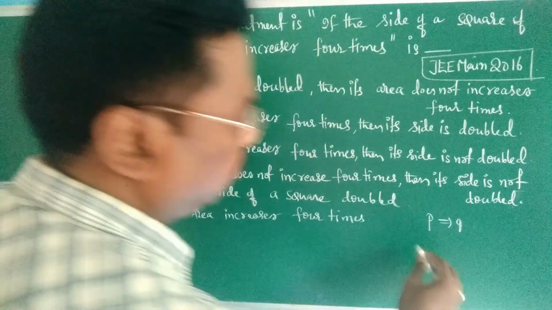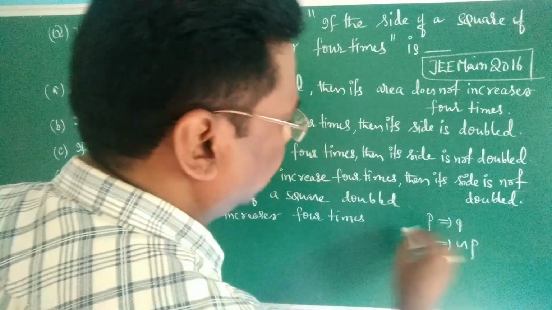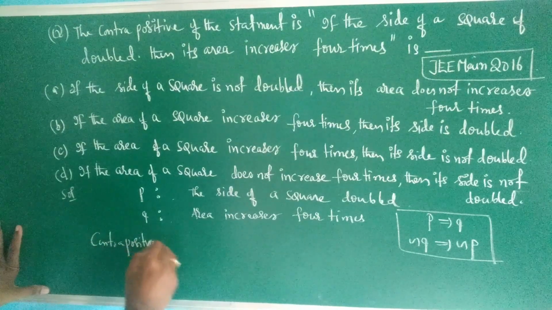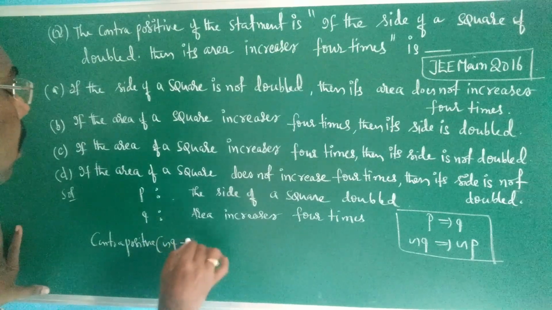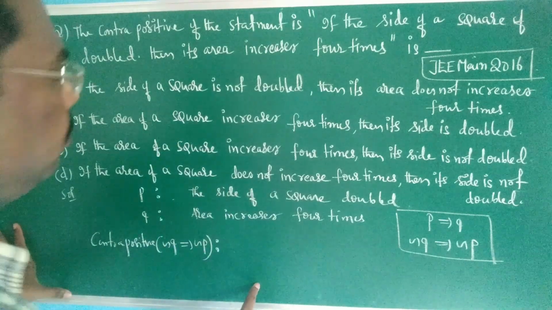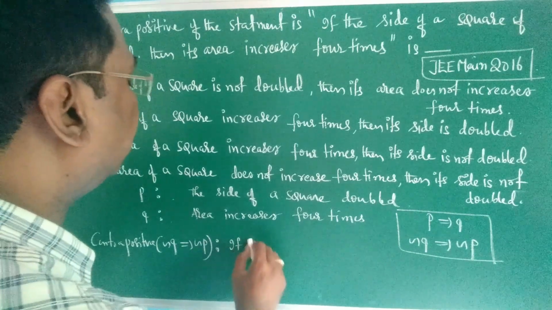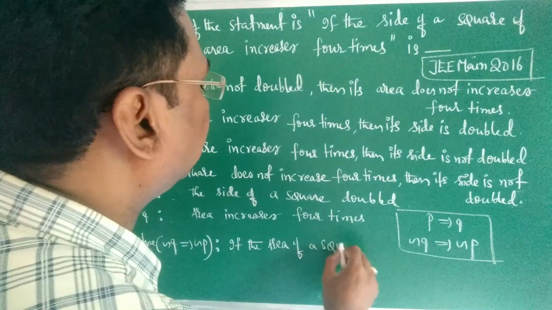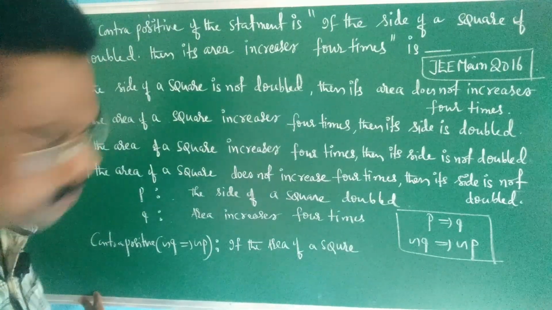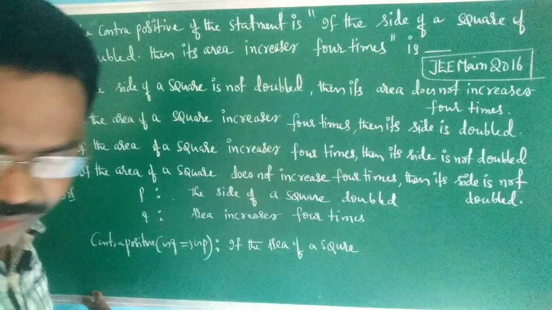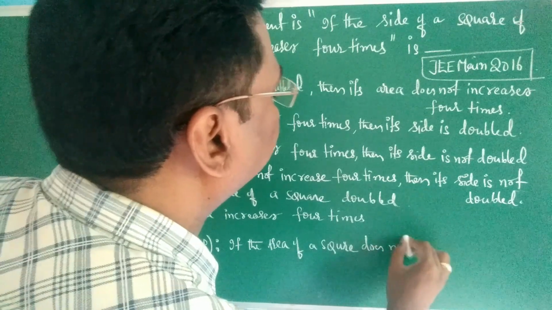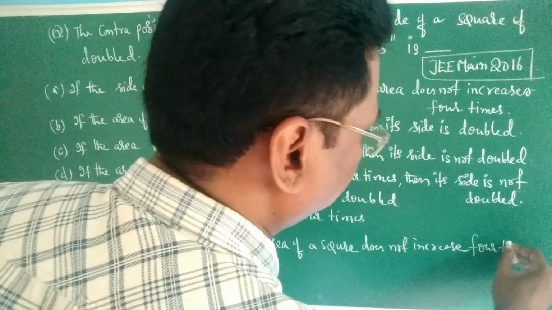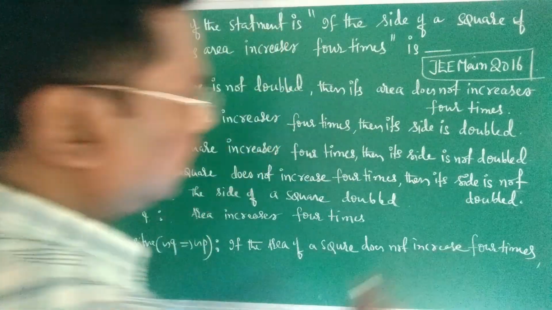Then the contrapositive of this statement is negation Q implies negation P. Okay, now if the area of a square does not increase 4 times, then its side is not doubled.